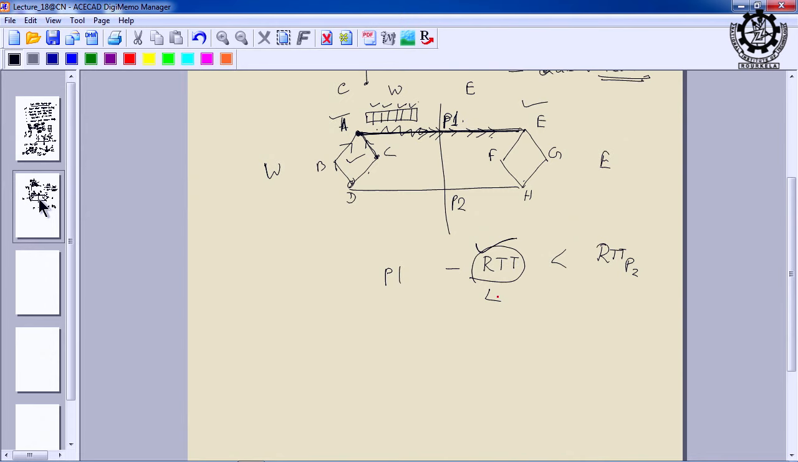So, in that case what will happen? If load is considered, you get the actual path here. After some point of time, we will see what is called congestion, we will see what congestion is. So, after some time you will find that this path P2 will have a better RTT than the P1 RTT when you consider the load.